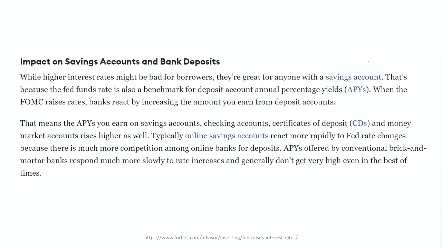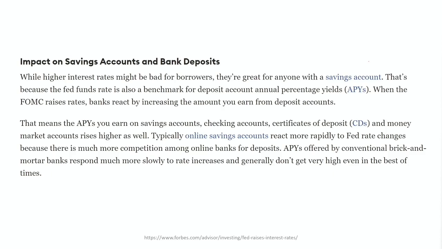Okay, so the last thing about this is savings, which for us is the G fund. While higher interest might be bad for borrowers, right? If you're looking to borrow money to buy a house, or you're a company looking to borrow money to grow, if you're a saver, it's different. Because while higher interest rates might be bad for borrowers, they're great for anyone with a savings account. That's because the Fed funds rate is also a benchmark for deposit account annual percentage yields, right? APYs. When the FOMC raises rates, banks react by increasing the amount you earn from your deposits.